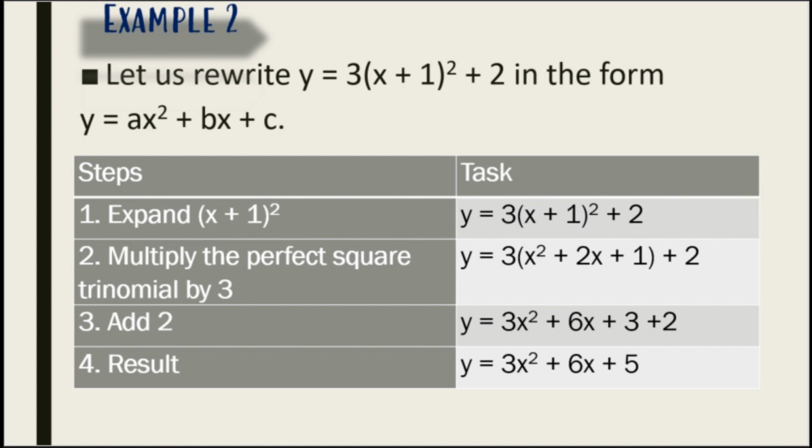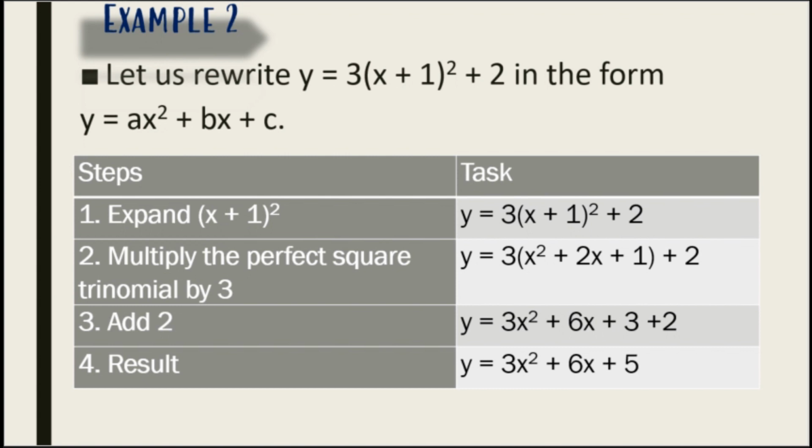We now have the general form of the quadratic function y is equal to 3 quantity x plus 1 quantity squared plus 2 by simply expanding the binomial, multiplying the perfect square trinomial by the value of a, and adding the constant. It is just a matter of expanding the binomial and simplifying the resulting expression.